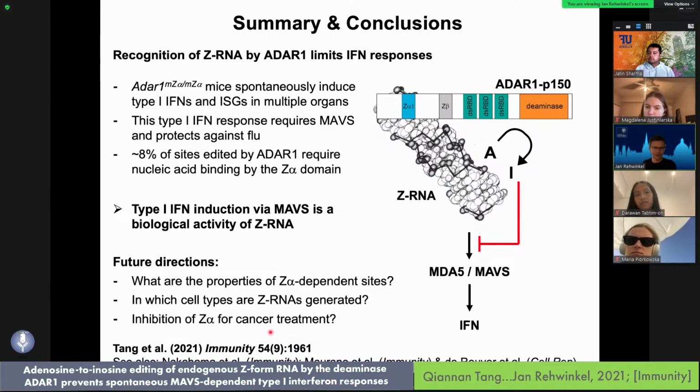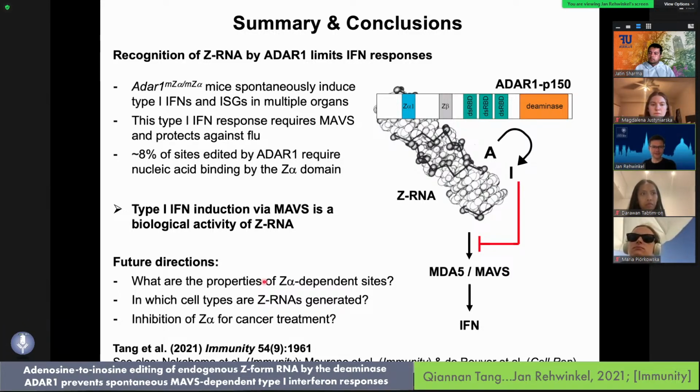And the way we think we might be able to answer that is to first understand the answer to the second question. And the second question is about the cell types in which those zRNAs are generated. So most of our work that I've presented was done using RNA extracted from lung. And obviously the lung is a complex organ with many different cell types, immune and non-immune cells. And we'd really like to dissect in which cell type ADAR1 is important to prevent an interferon response. I think once we've got that cell type, then we can do RNA-seq and editing analysis on that cell type, and hopefully that might guide us to understand better what those sites are and what their properties are that require the Z-alpha domain for editing.